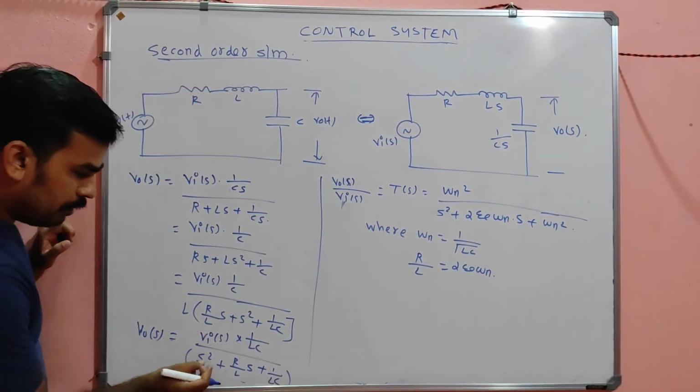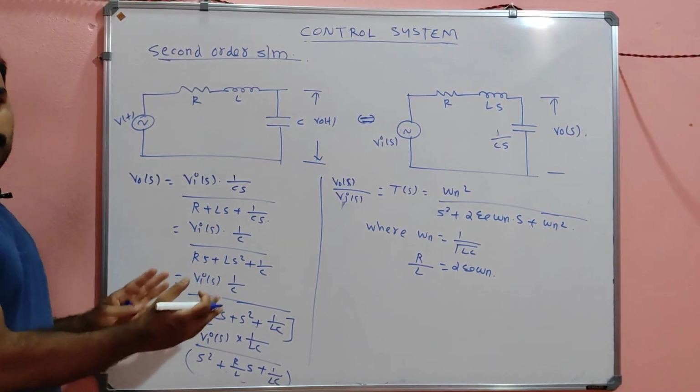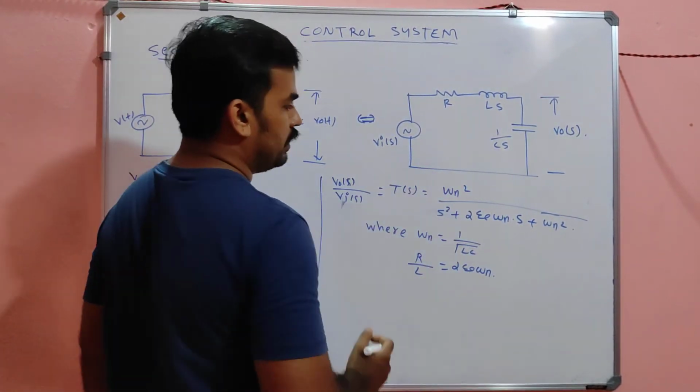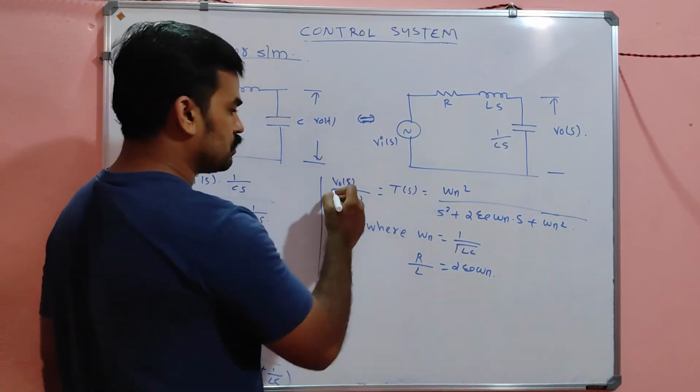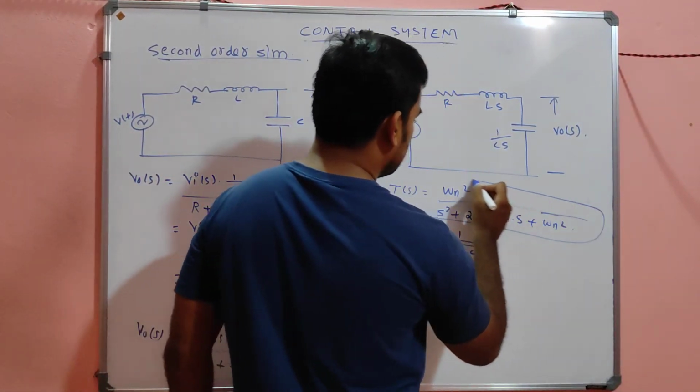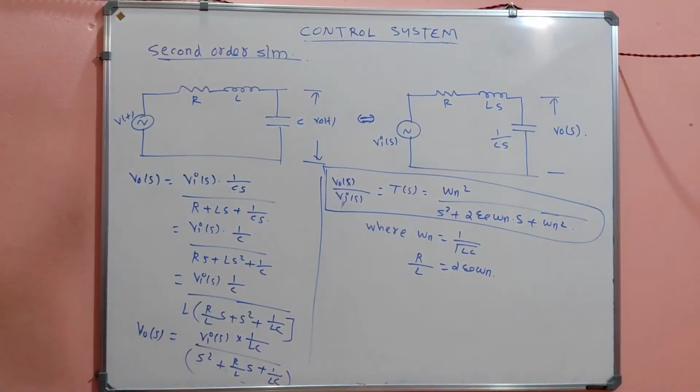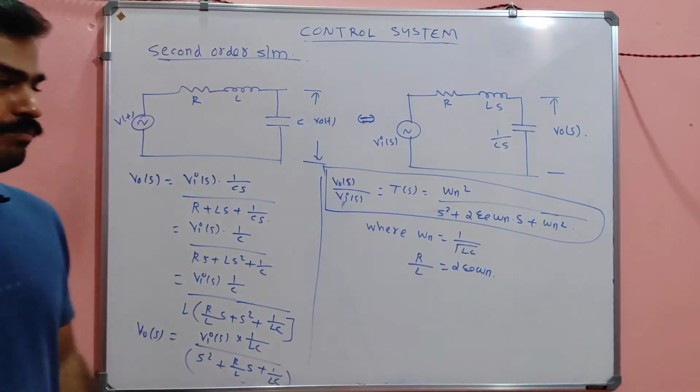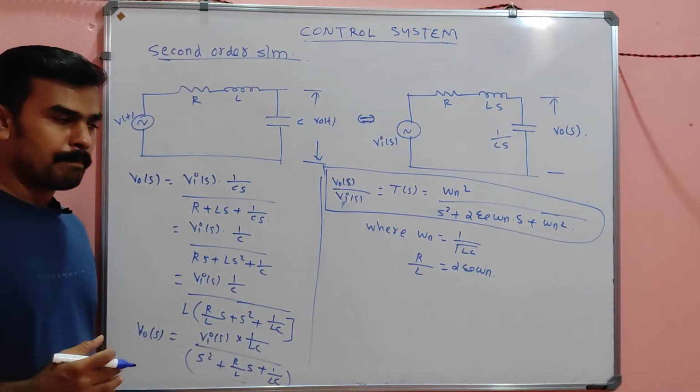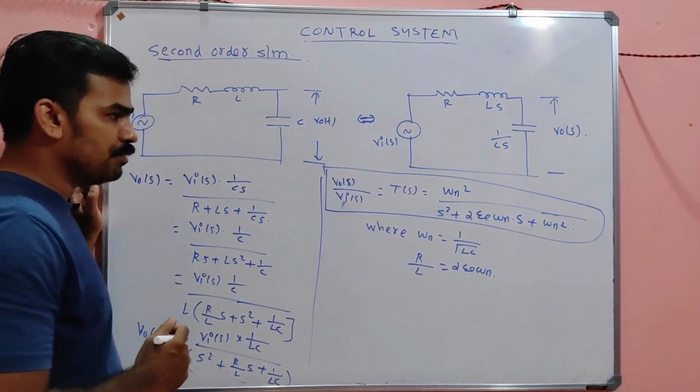So this equation can be written in the form of omega n square divided by S square plus 2 theta omega n S plus omega n square. This is called the transfer function of a second order system. This is very important, my dear.